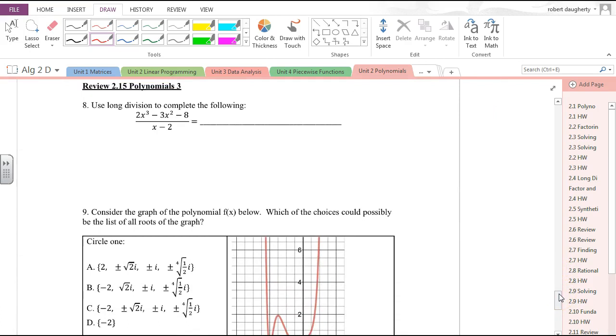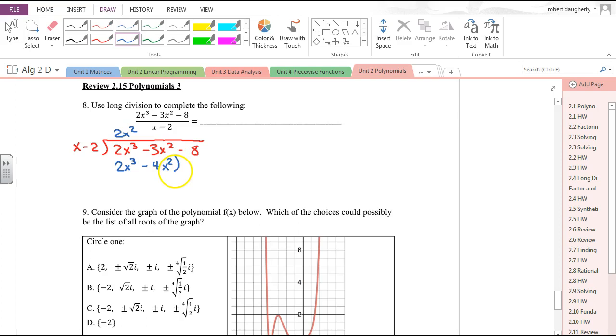Long division. So, if we can remember long division, x minus 2, and I'm dividing that into 2x cubed minus 3x squared minus 8. What do I multiply x by to get 2x cubed? That's 2x squared. So when I multiply that, I get 2x cubed minus 4x squared.